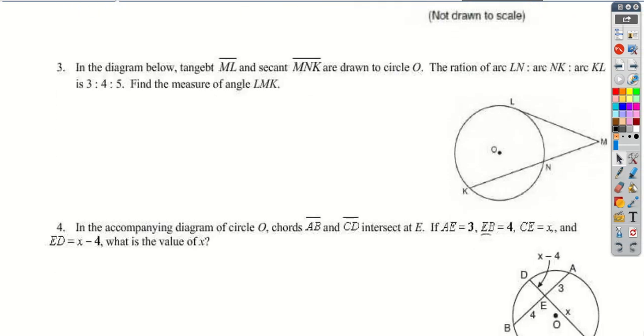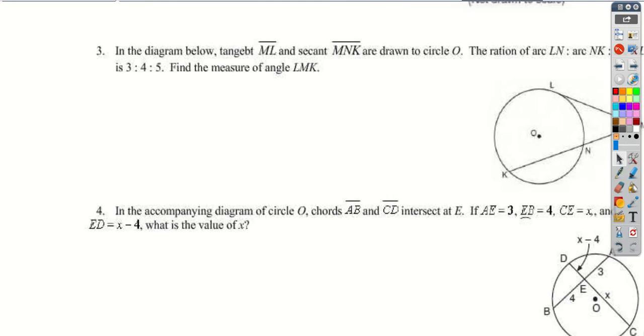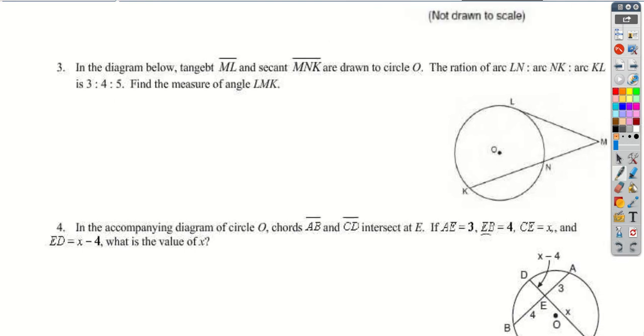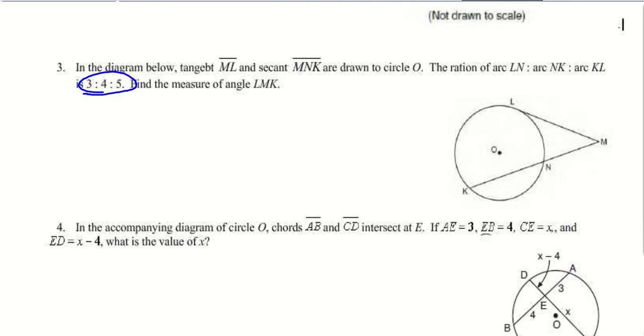All right. Going on down the line, going to the next one. Same thing again. We have 3, 4, and 5 for our ratio. So that tells me the arc LN is 3x, arc NK is 4x, and arc KL is 5x. All right. So on LN we have 3x, NK is 4x, and then 5x.